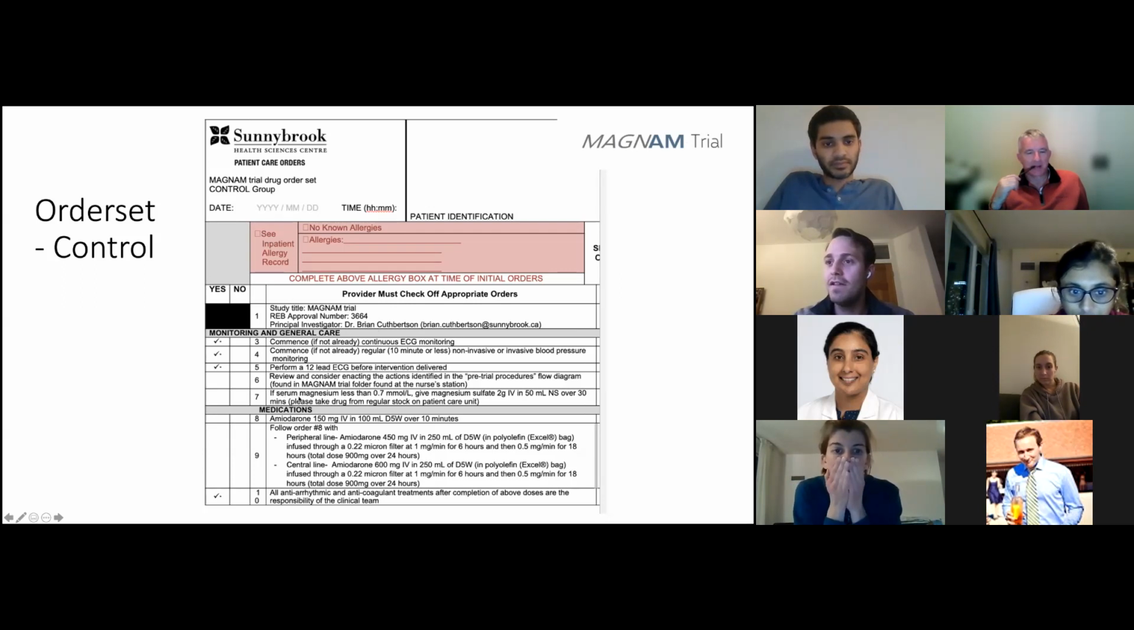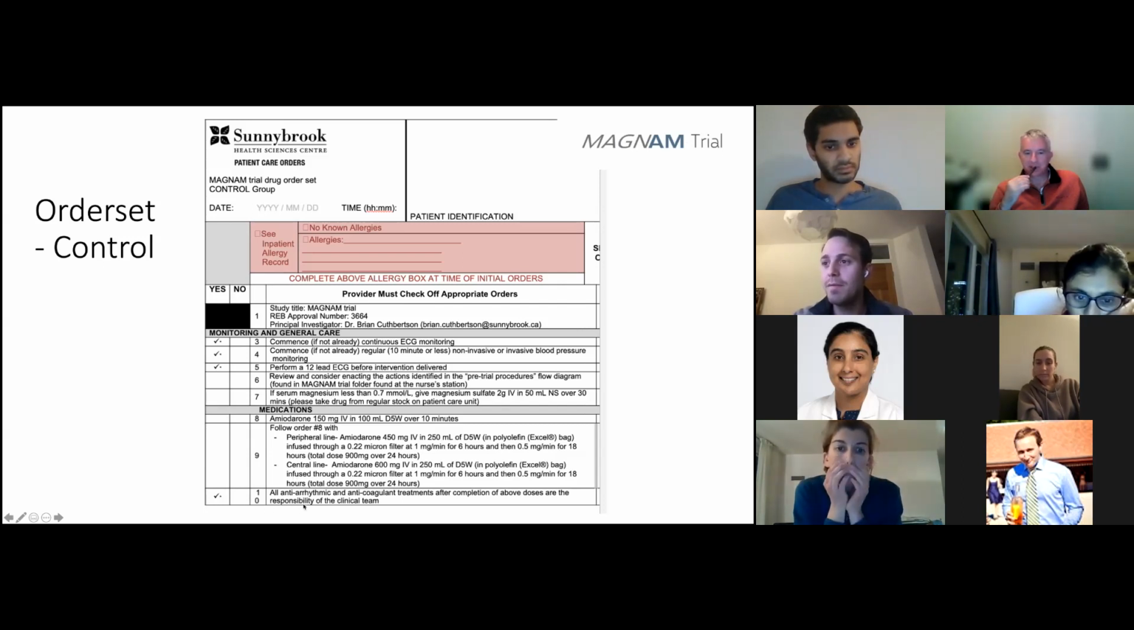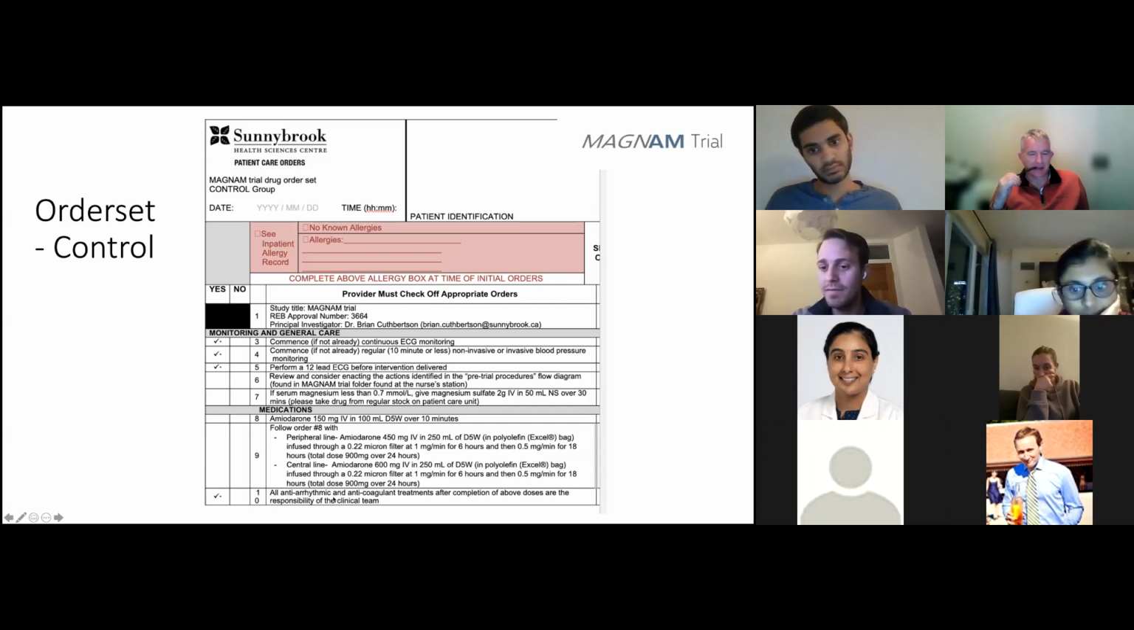Again, this doesn't have to be done, but this 2 gram magnesium would be the maximum. And then we would give the amiodarone 150 followed by the infusion. We have both the rates for a peripheral line or a central line here. And then we flag for the MRP team that ongoing antiarrhythmic or anticoagulant considerations are the MRP team's responsibility after the 24 hours.